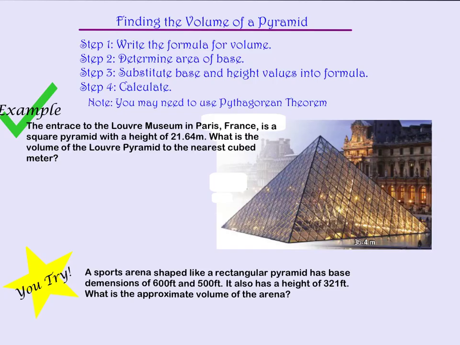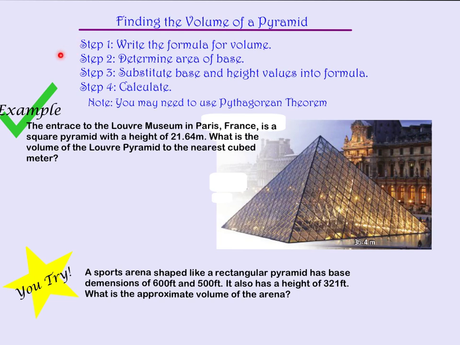Alright, so as you can see, we have the steps listed here to finding the volume of a pyramid. So let's check out our example. It says the entrance to the Louvre Museum in Paris, France, is a square pyramid with a height of 21.64 meters. What is the volume of the Louvre pyramid to the nearest cubed meter? Alright, well, we see for our square pyramid that one side is 35.4 meters. And it's given to us that the height is 21.64 meters.